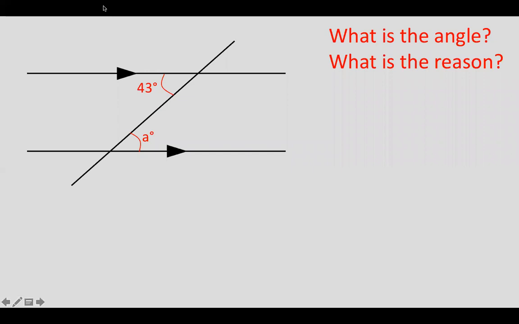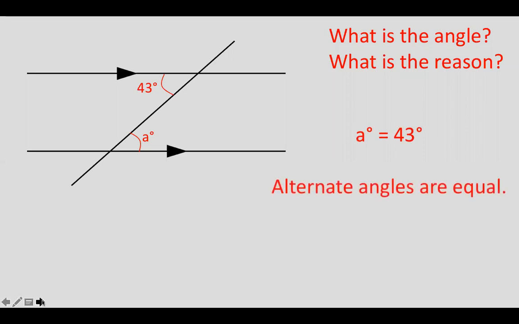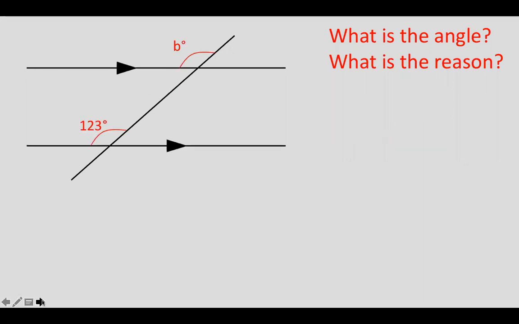This is a Z shape. Yep. And what is A? It is 43. Okay, very good. Because they're alternate angles, they are equal. Okay, Judith, what is angle B?